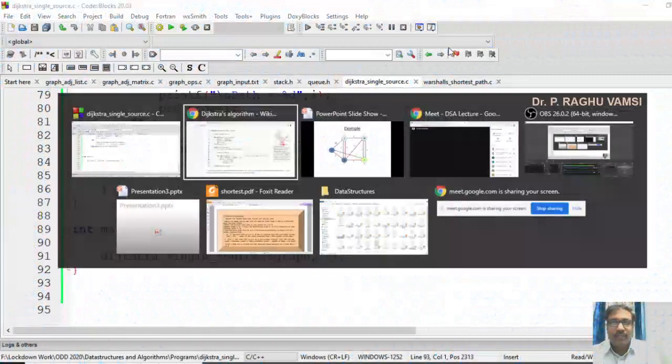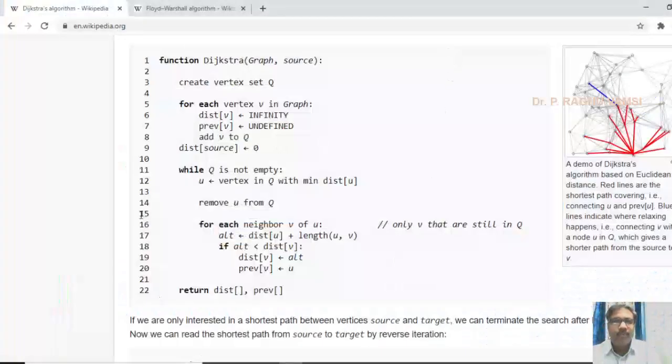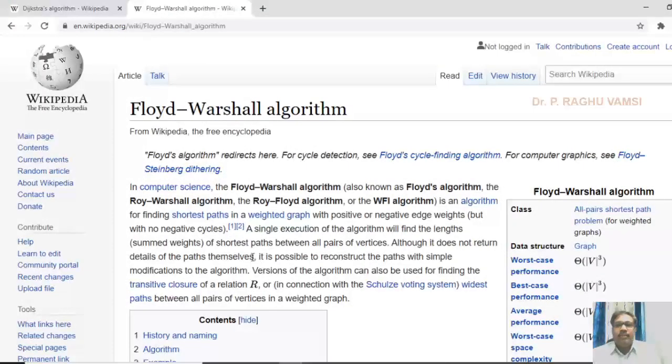Next, we'll move on to the Floyd-Warshall algorithm. Directly from Wikipedia, I'm explaining this Floyd-Warshall algorithm. Once you understand the concept of the Dijkstra algorithm, the Floyd-Warshall algorithm is very easy to understand because it is a specialized algorithm that will work even when the edges are negative. Even though the edges are negative, the Floyd-Warshall algorithm will work.